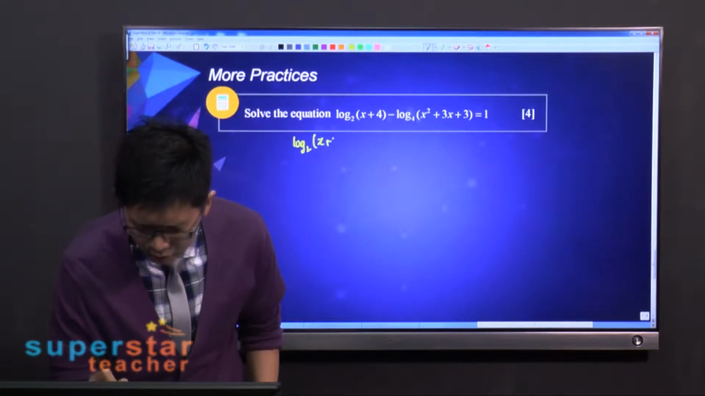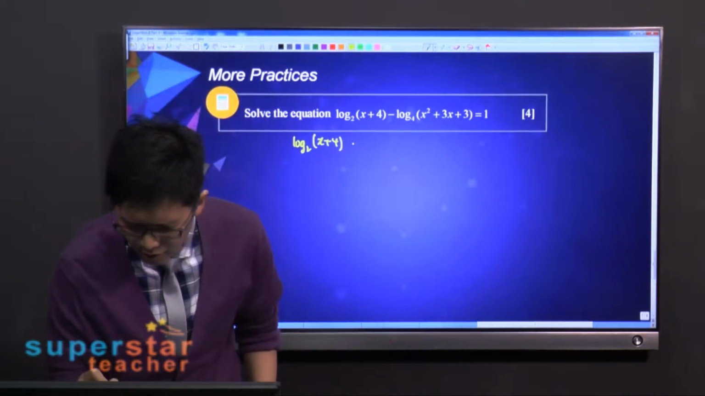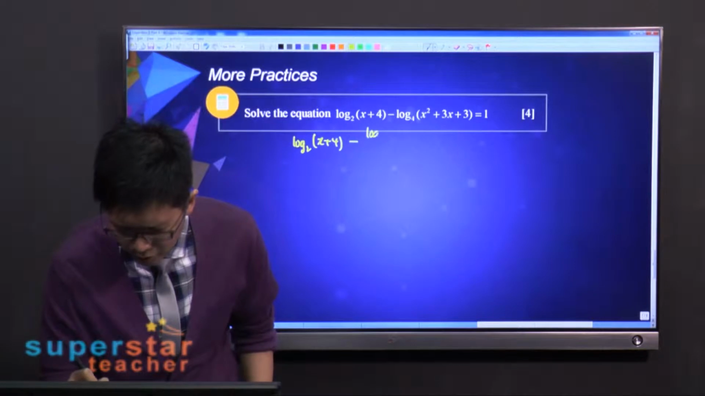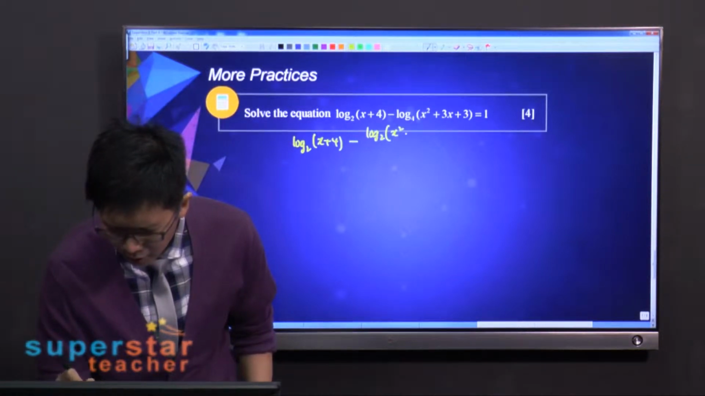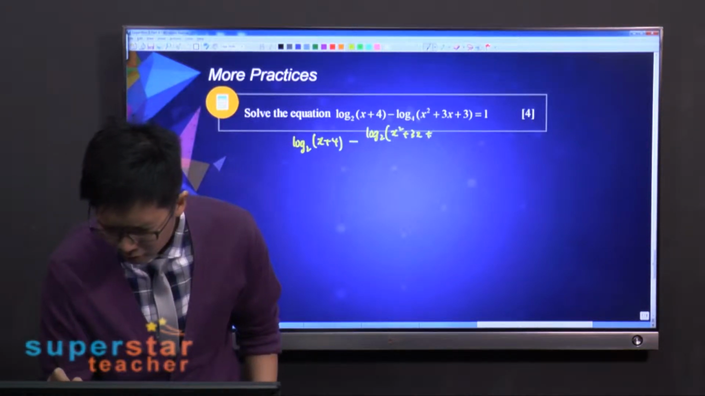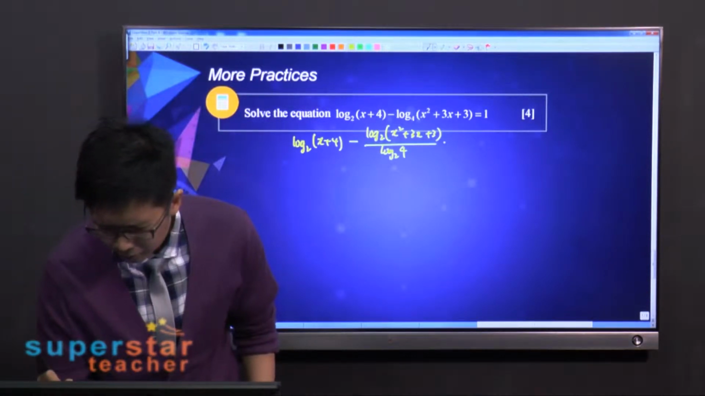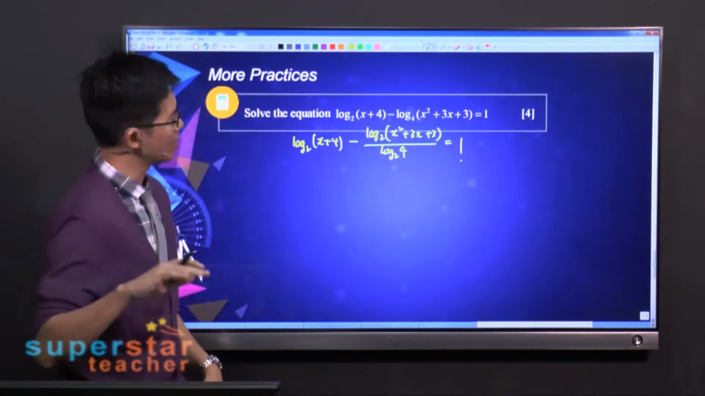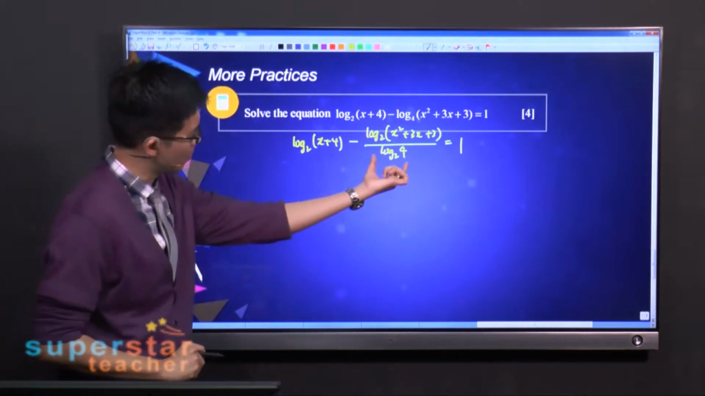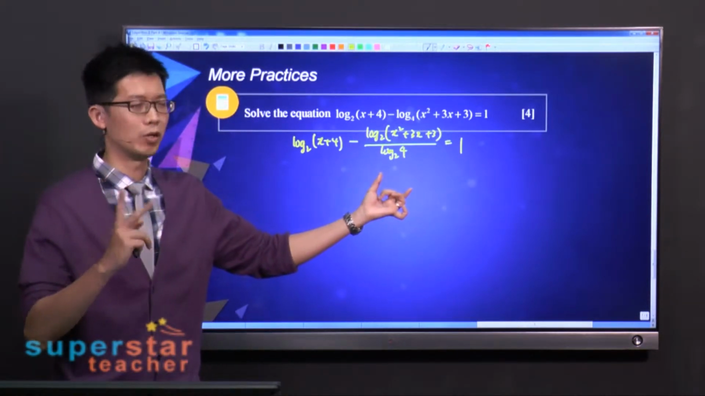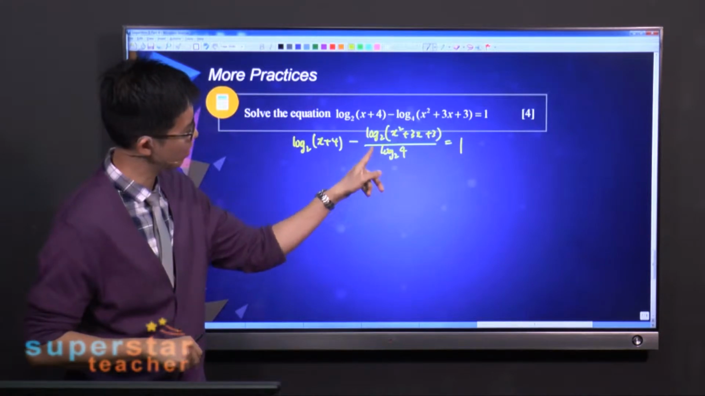So base 2, leave it alone. Now base 4, I want to change to base 2. Well, it's quite a lot of things to write. Log base 2 of 4. At this point, you can probably see that this is 2. So it's just 2.